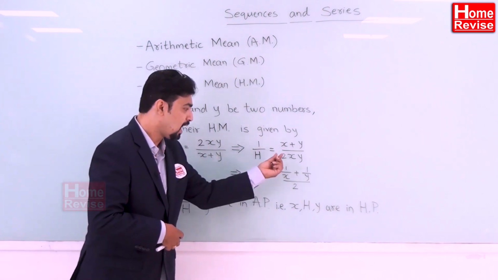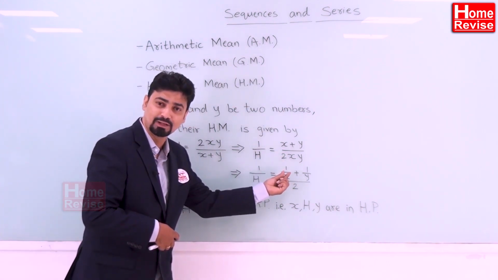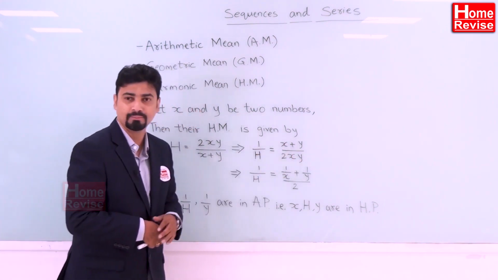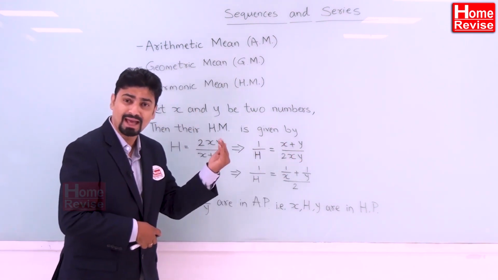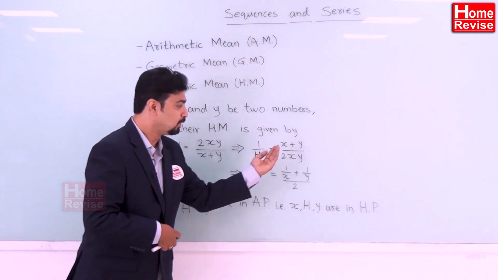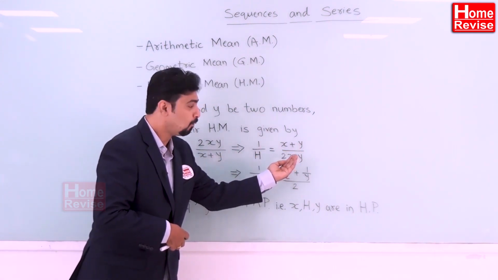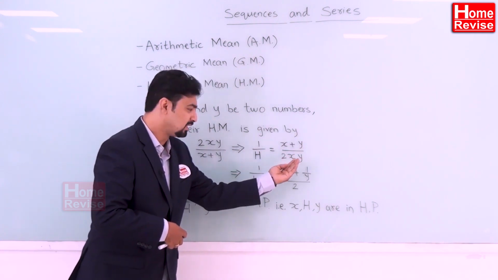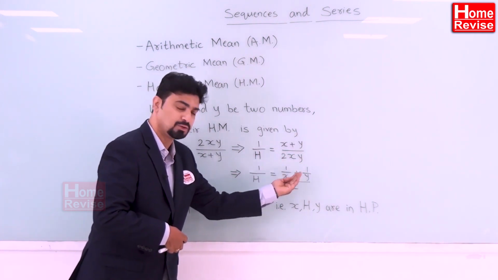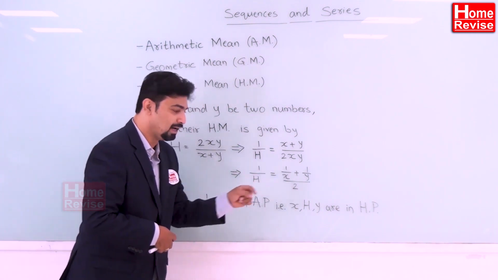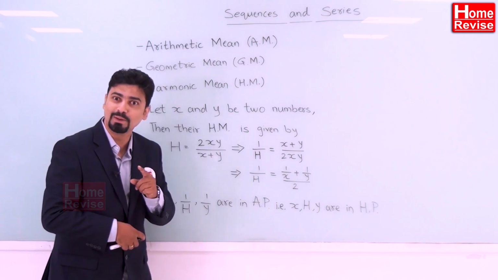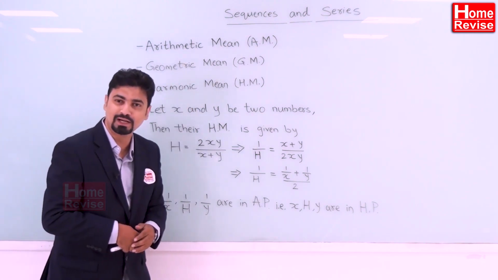Correct? What I have done is keep 2 as a separate denominator, and in the numerator x plus y divided by xy. So if I divide x by xy, then y by xy, what will remain is 1 upon y plus 1 upon x. That is nothing but 1 upon x plus 1 upon y whole divided by 2. Now if you look closely, this looks like our arithmetic mean, the first point that we had studied.